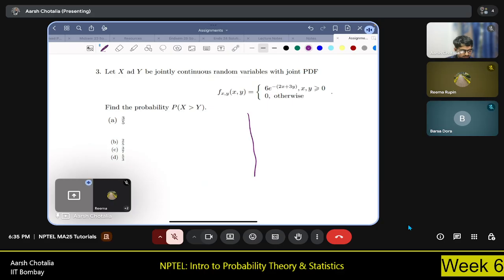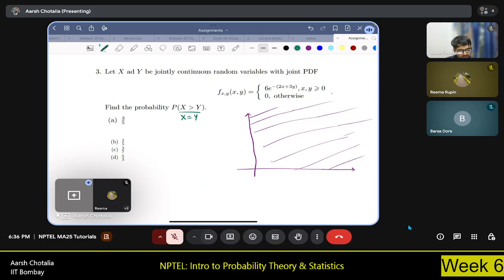So let's first visualize it pictorially. In this region, it's positive, right? Or non-zero, the probability. And we have to find the probability that x is greater than y. Where would that region be? For that, we always look at the boundary case, which is when x is equal to y. That would be this line, right? X is equal to y.